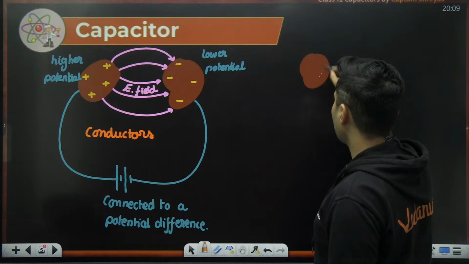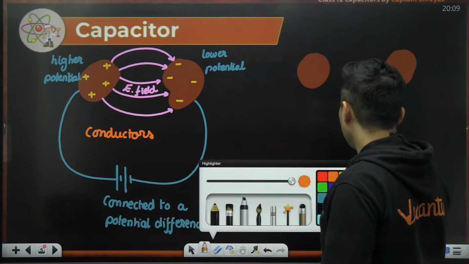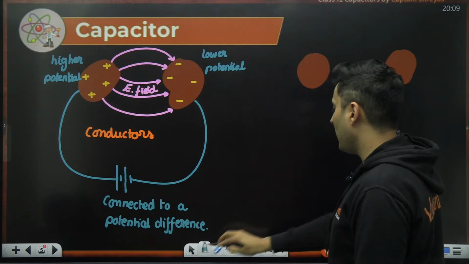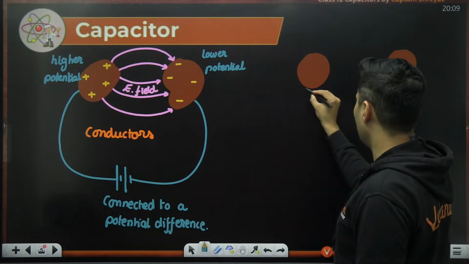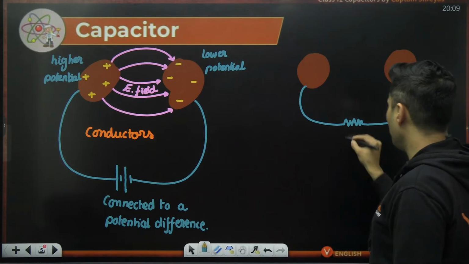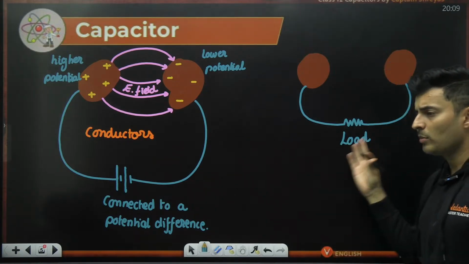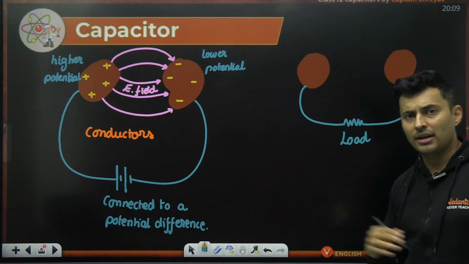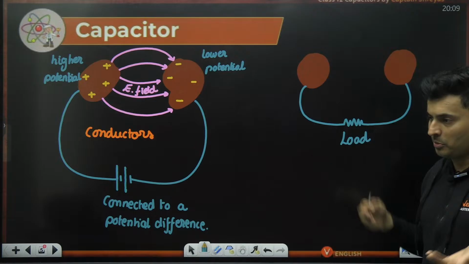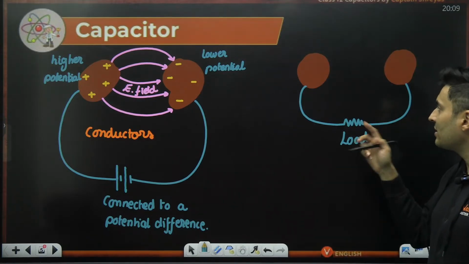Now you take those same conductors, and what you do now is connect a wire across it via some load, via maybe some device. It could be any device. Any device is generally called a load. It could be a motor, an actual resistor, a washing machine, a fan, a bulb. It has some resistance.